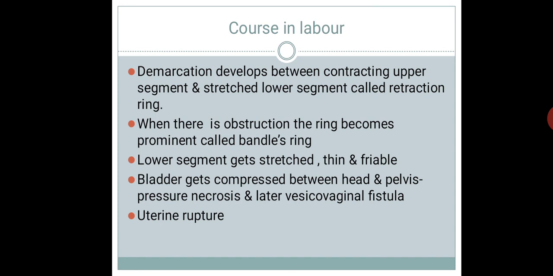Then the bladder may get compressed between the head and the pelvis, and sometimes pressure necrosis of the bladder can occur, and this can lead to a later vesicovaginal fistula. And finally, the lower segment will give way. This is called a rupture uterus. This is the course.